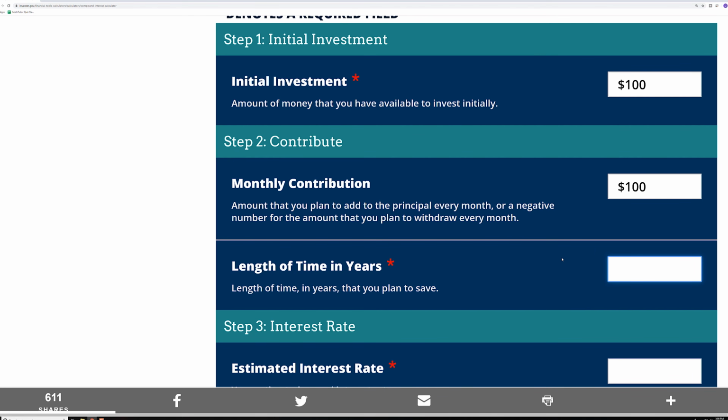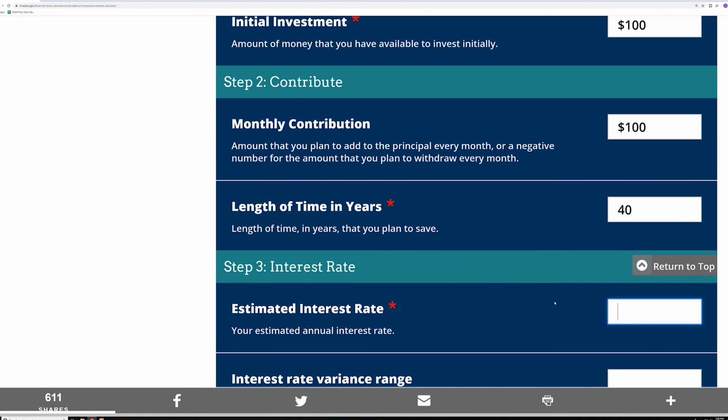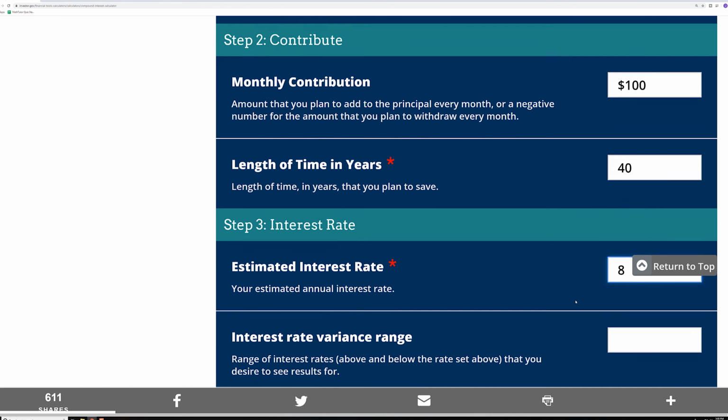Now let's take a look from 20 years till most people retire at around 60 years old. So let's say that you do this every single month for 40 years. And your interest rate, let's calculate it for an 8% interest rate. Now, when you look at the U.S. stock market over the last 30 or 40 years, you've averaged about 7 to 8%. So, you may or may not agree with this number, but we're going to calculate based on 8%, and that's pretty realistic based on history, okay? That's all you got to do.